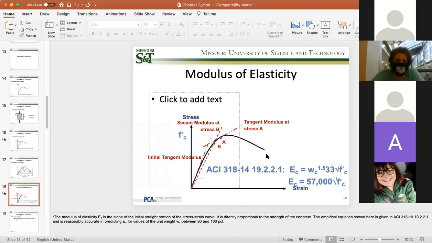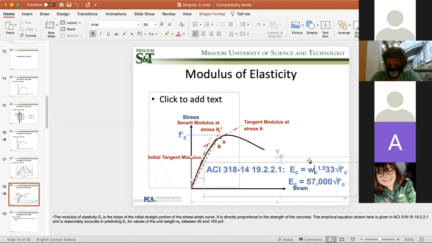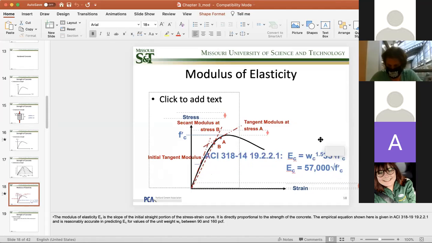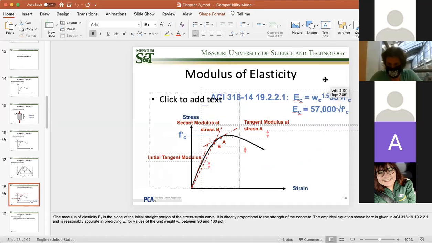To analyze this curve, these are some of the properties we need, okay? So if I take the tangent line, I will have the tangent modulus of the material, okay? But instead, we are using the secant modulus for the material properties. And this secant modulus is actually an equation. Let me put it here.